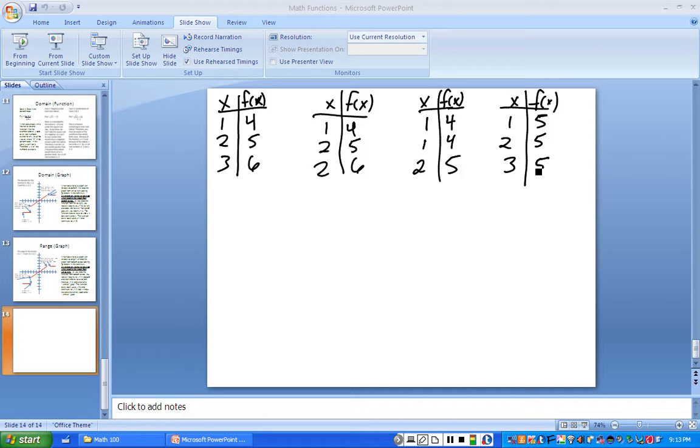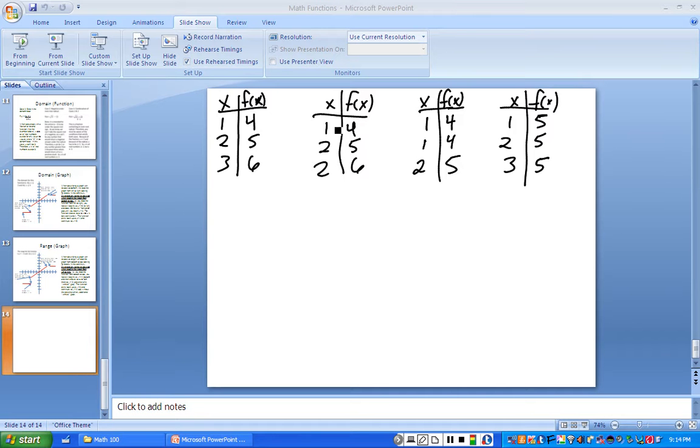This doesn't have the arrows. When you don't see the arrows, you're to understand that whatever input is on the left, the number directly to its right is its answer, its output. So the left would be the domain, the right would be the range.